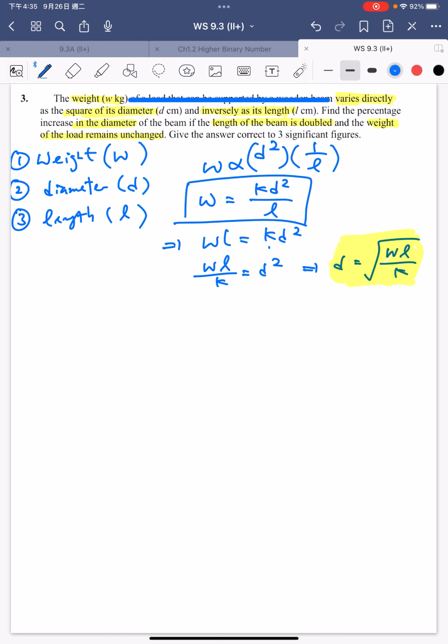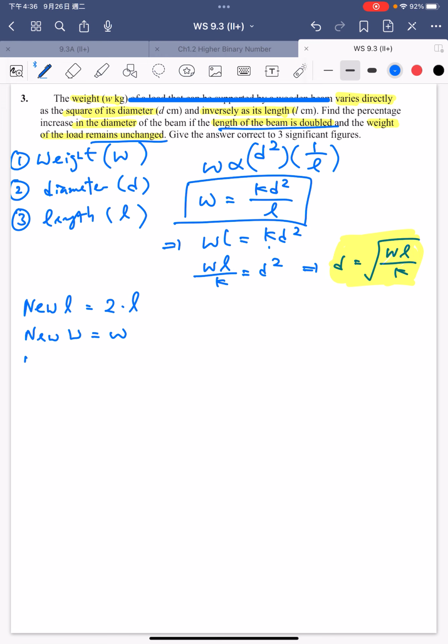Then now what we're going to do is find our new value of W and the new value of the length. So first of all, you can write down the new value of the length. It's doubled here, they say it's doubled, so the new L is going to be 2 times the original L. So what is the new weight? They're saying that the weight remains unchanged, so the new W is still equal to W.